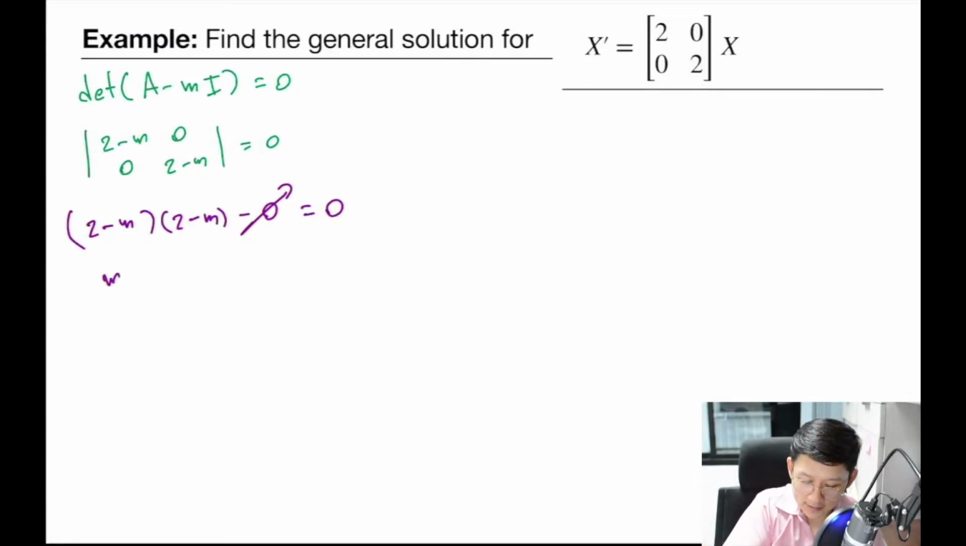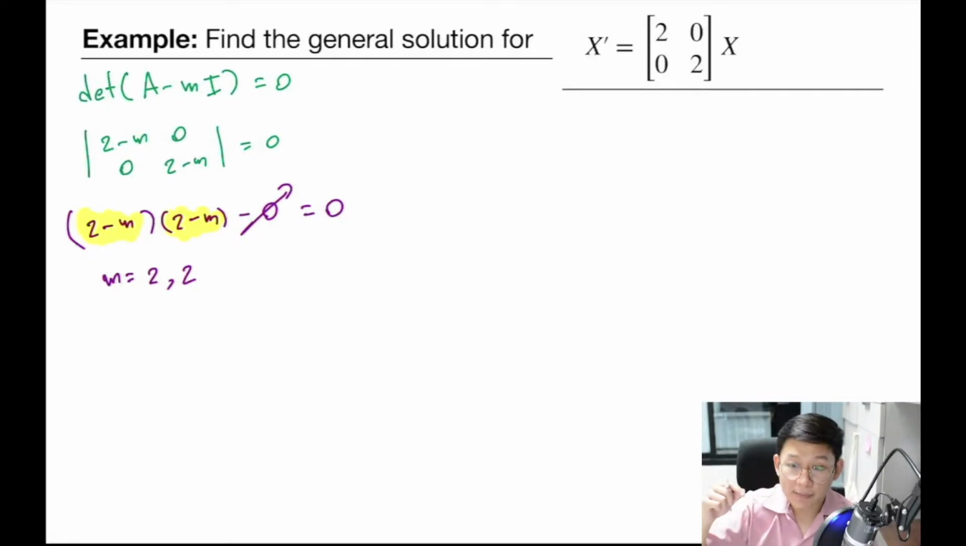So I get that m equals 2 and 2. Why? Because the multiplication of these two terms is zero, it means that each of them might be zero. So if 2 minus m is zero, it means that m is 2. That is secondary school mathematics, right? But if you have any problems, don't be ashamed, don't be shy. Just come and talk to me. I am happy to help.